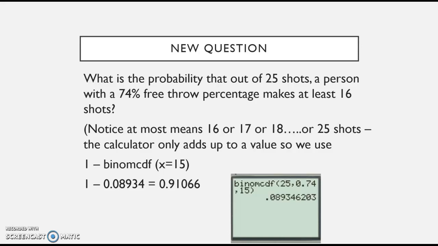But we want the probability that the rest of the events happen, 16, 17, 18, all the way through 25. So what we want to do is use our complement rule from probability and say 1 minus 0.08934, and we get 0.91066. So as a general rule, if you have the at least situation, you want to take 1 minus the binomial cumulative distribution function of 1 less than the number that you're looking for. So if it says at least 16, you want to take 1 minus the cumulative probability for x equal to 15.